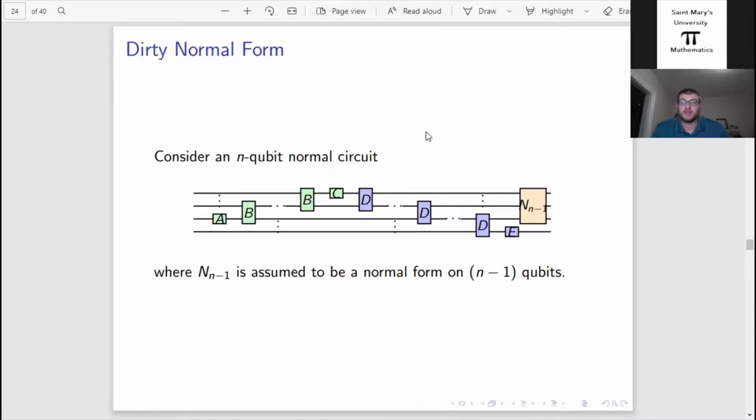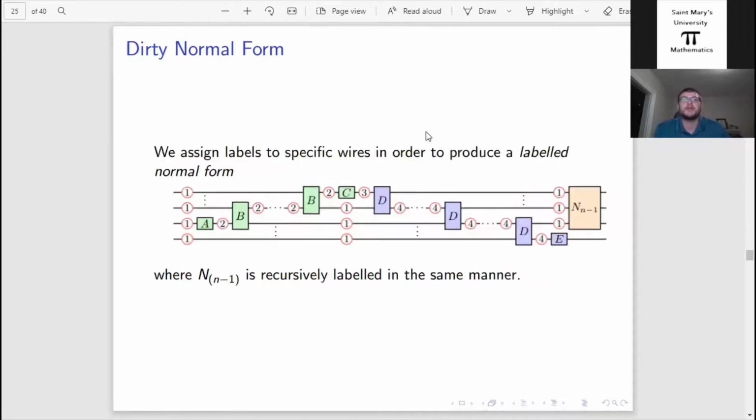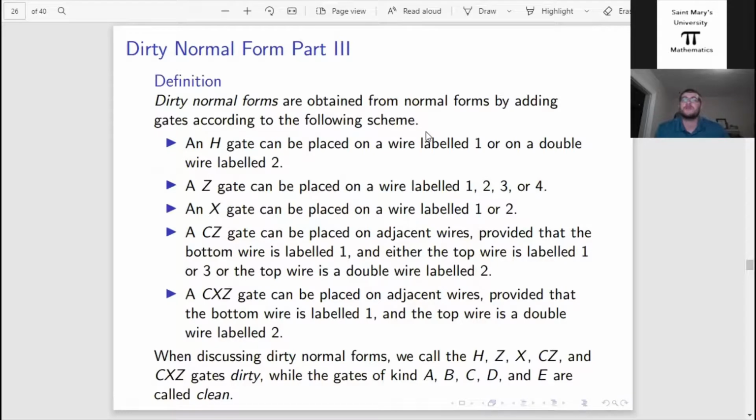So we have our Z circuit ladder up, the D circuit ladder down on n qubits. We recurse on n minus 1. A dirty normal form will be formed from this labeled normal form here. We have numbers, right? These numbers are going to signify what would constitute a dirty normal form, as in it's something that looks like a normal form with possibly some extra gates on these numbers, and they're placed according to this scheme here.